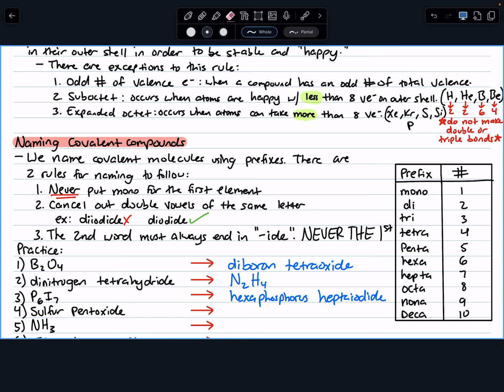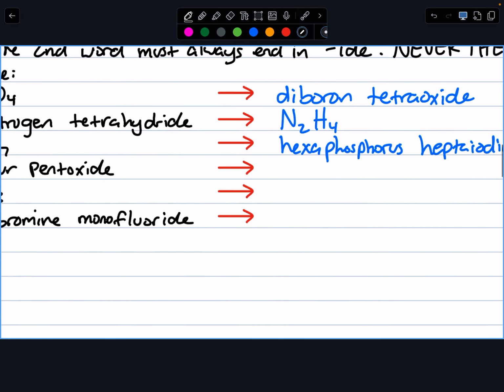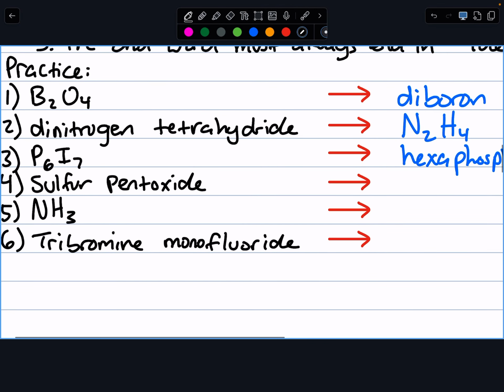Can you just tell me the formula? S, SO5. You see how there's no mono written for that one S. Does that make sense? You don't write the one. You don't do mono for the first word.